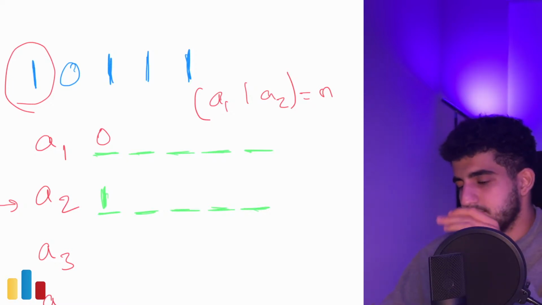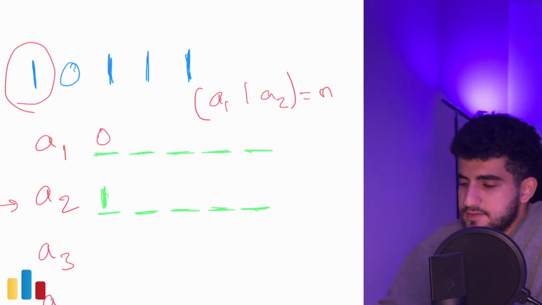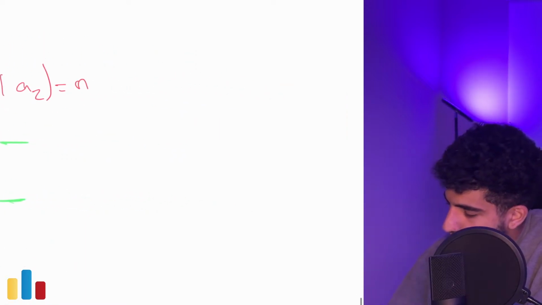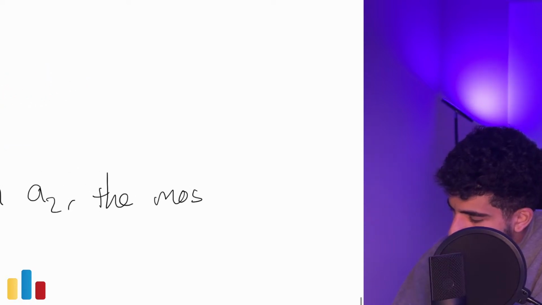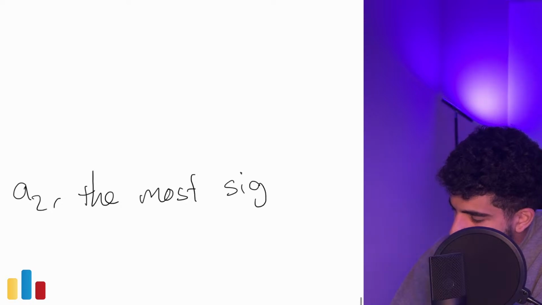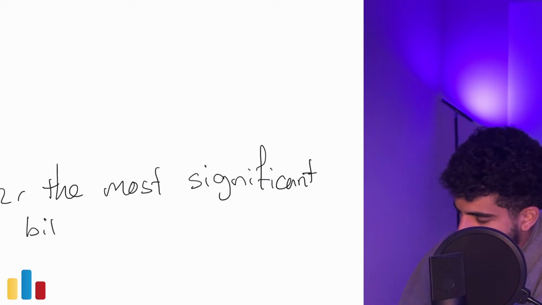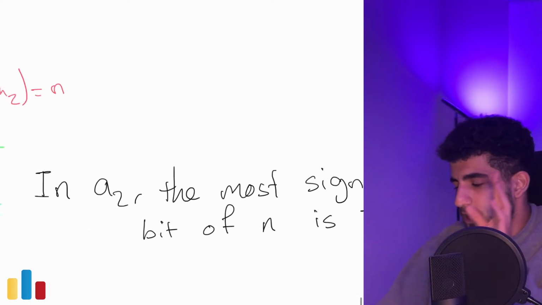Is it clear? If you're okay with that, please again use these emojis or write that in chat. If it is not clear, just tell me to explain it again. So for now, I'm just saying that in A2 the most significant bit of n is 1. So we are sure about that.